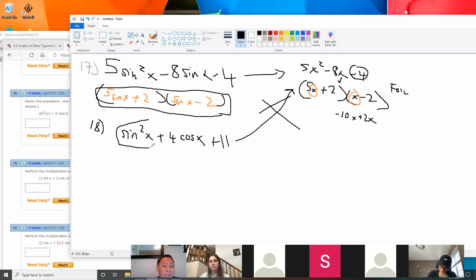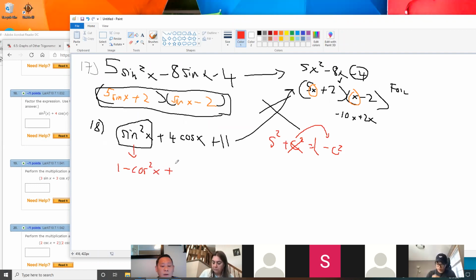We can change this into cosine using your Pythagorean identity. Your Pythagorean identity says sine squared plus cosine squared equals 1. So we can do sine squared in this case is 1 minus cosine squared. So this is 1 minus cosine squared x, and then the rest is just the same. And then you combine like terms, so negative cosine squared x. Now that everything is in terms of cosine, then you can factor it.